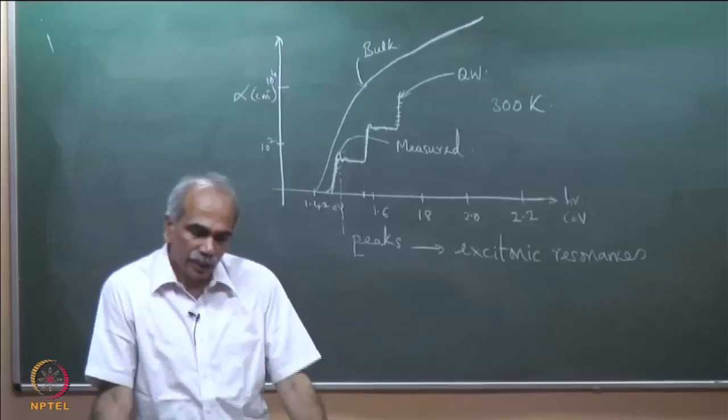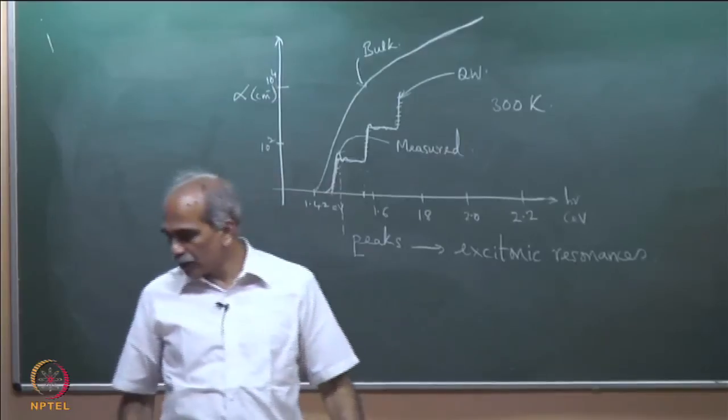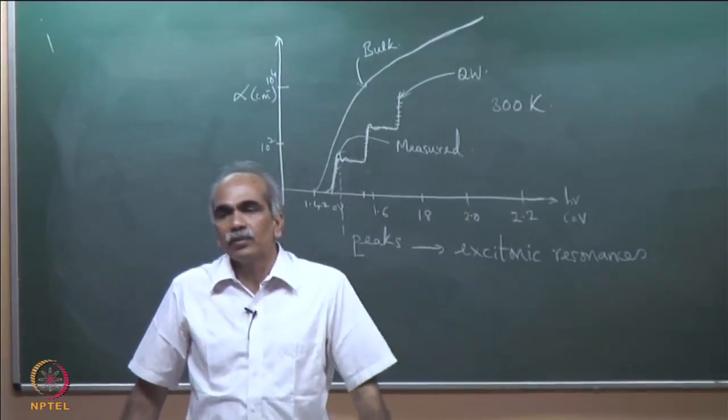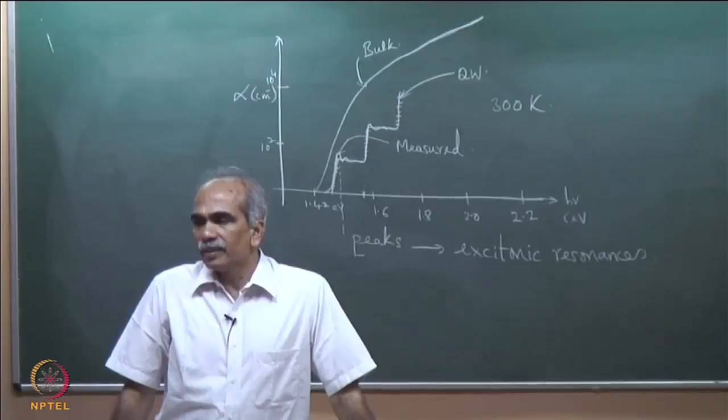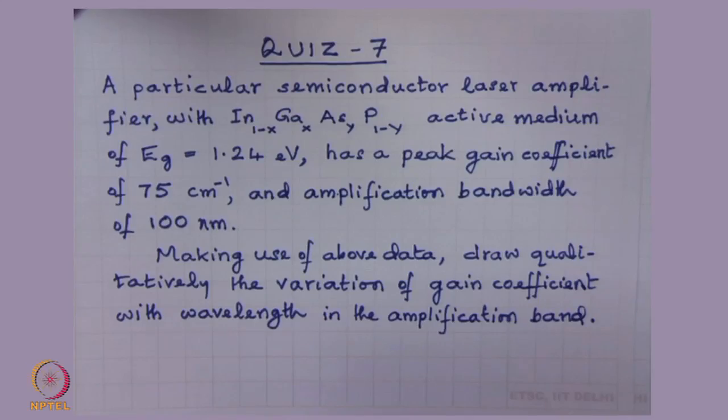We have drawn this many times with energy. So, you have been asked, because in practice normally we discuss in terms of wavelengths in optics, to plot the variation of gain coefficient qualitatively with wavelength, gamma of lambda versus lambda. Should not take more than 2 to 3 minutes. If you have completed, you can leave.